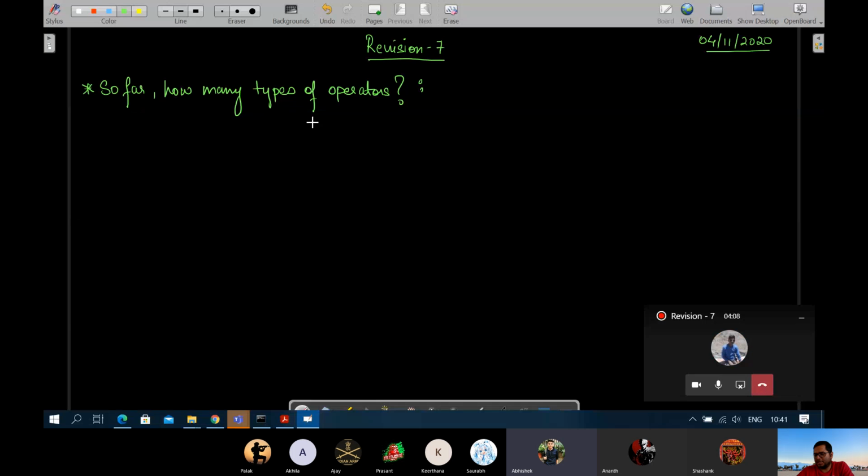Yes, Saurabh, you were saying something. In the revision we have only seen 5, sir. This is our 7th class. In the revision, which operators have we seen from class 1 to 7 so far?